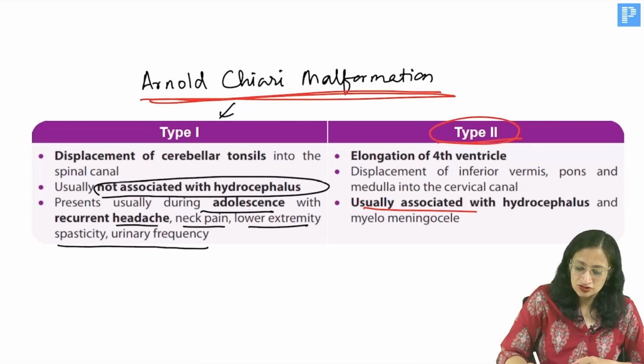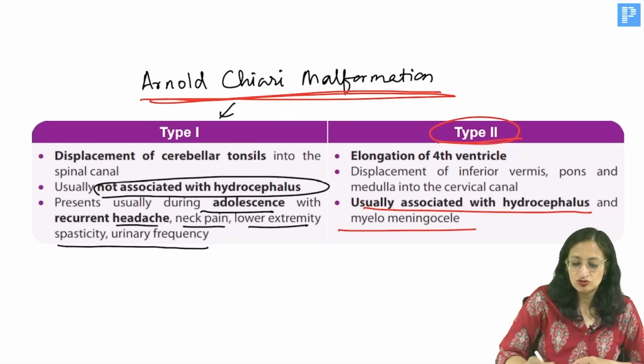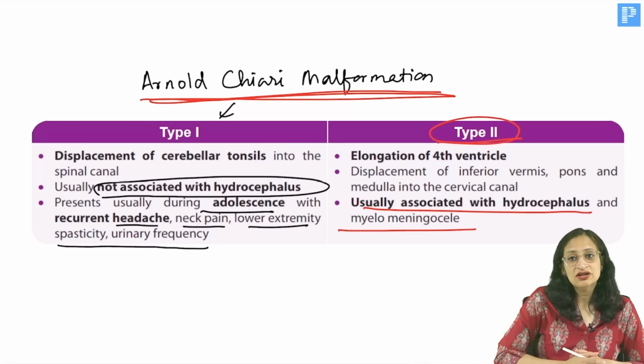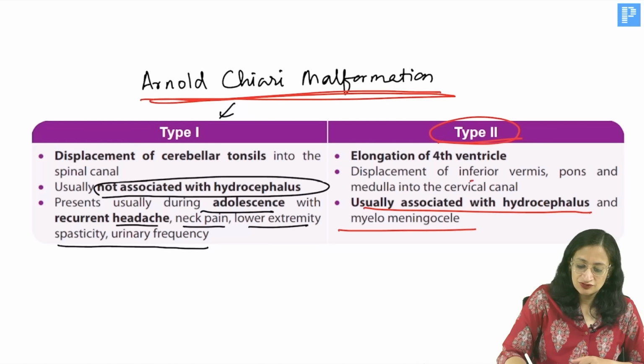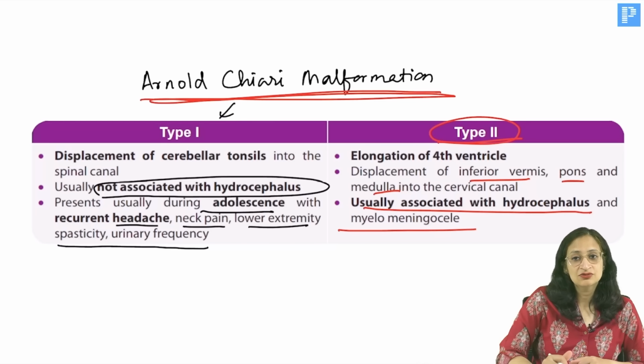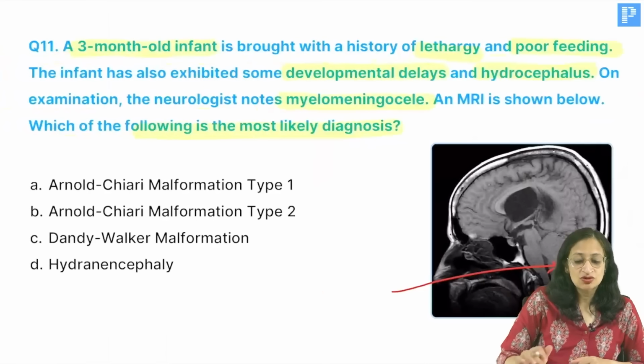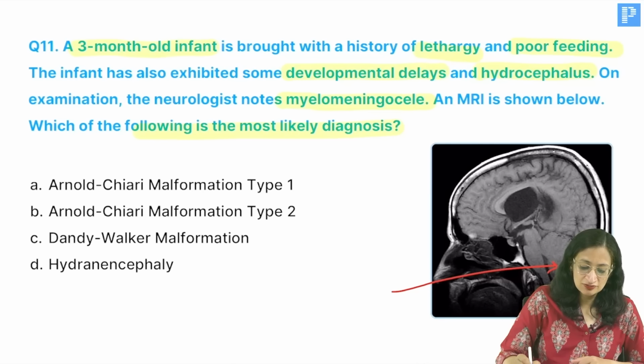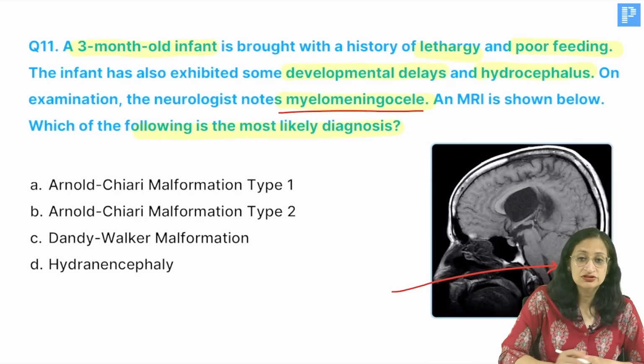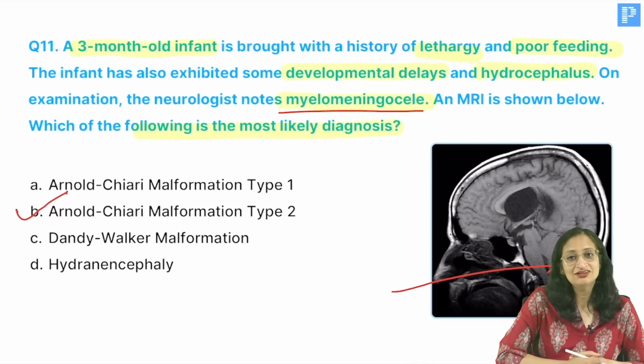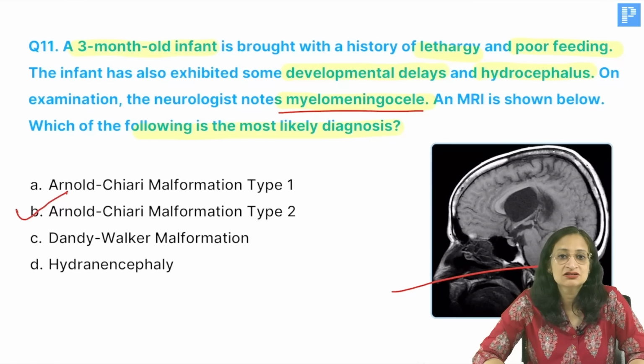What is more important in the pediatric age group is Arnold-Chiari malformation type 2, which is usually associated with hydrocephalus and myelomeningocele. There is displacement of the inferior vermis, part of the cerebellum, pons and medulla into the cervical canal. So coming back to our question, here displacement of the cerebellum is there along with myelomeningocele, so our diagnosis becomes Arnold-Chiari malformation type 2, right?